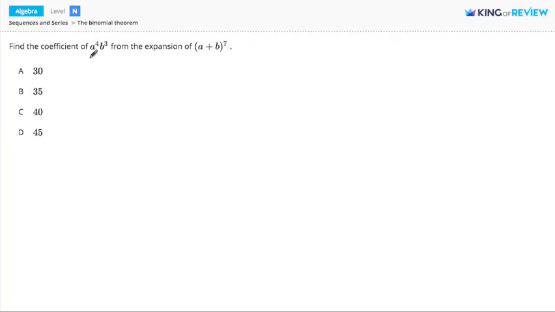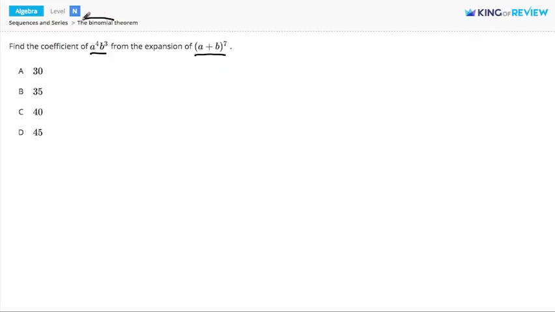Here we're asked to find the coefficient of a to the fourth b cubed in the expansion of a plus b to the seventh power. Now we could expand this by multiplying a plus b by itself 7 times, but that would take a long time and probably lead us to make a small error somewhere.